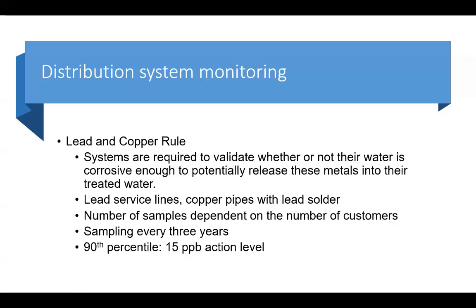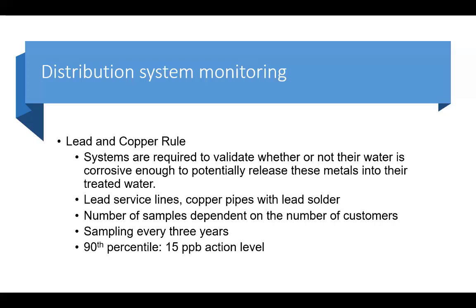The number of samples is dependent on the number of customers. So for instance, in Flint in 2014, there were greater than 100,000 people, and they had to sample 100 locations. When that population decreased to less than 100,000, then they were only required to sample, it's either 63 or 66 samples, I now forget. And I should have looked it up and I didn't.